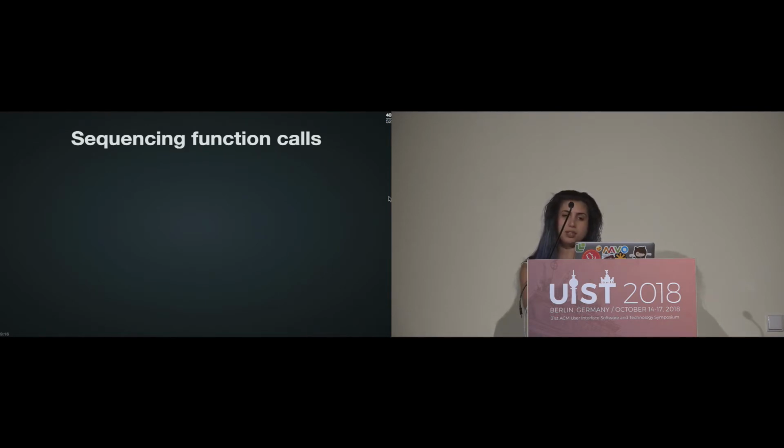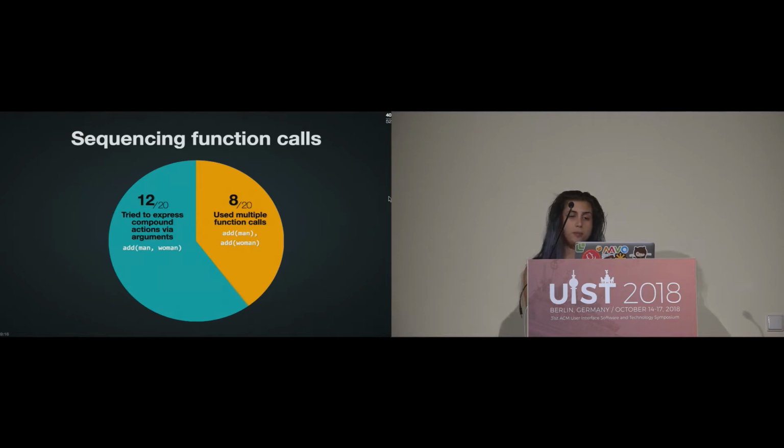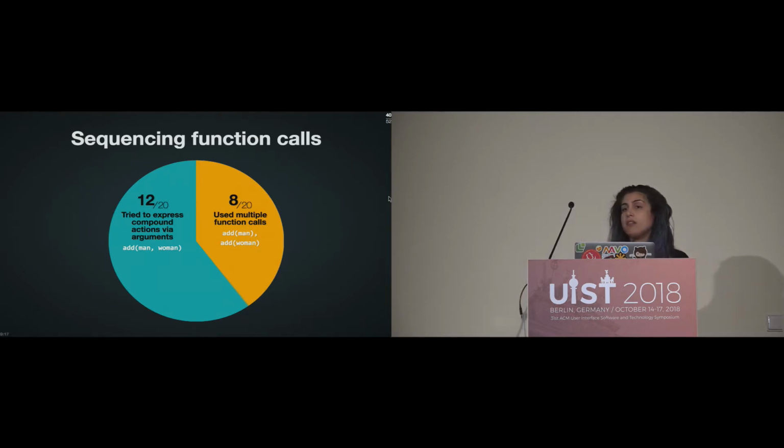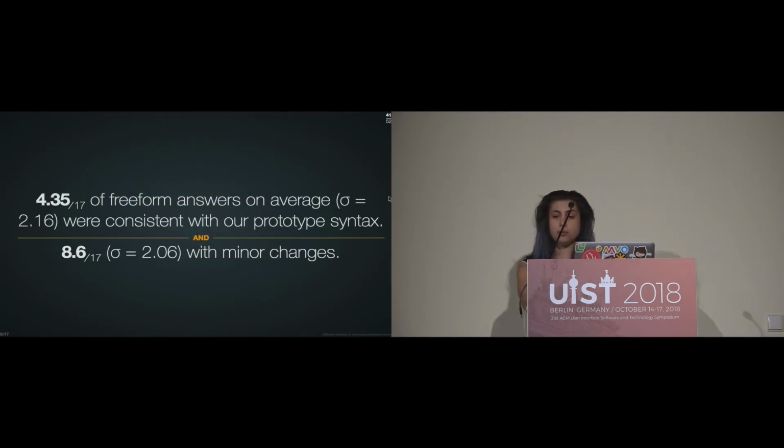Even though we extended Mavo's expression language to support multiple function calls, only 8 participants actually used something like this. 12 tried to express compound actions via arguments, even when this was inconsistent with their later responses. Some of their answers during the elicitation part were actually consistent with our prototype syntax, which we found interesting. It's not many, but given that they had never seen it, it's quite interesting.